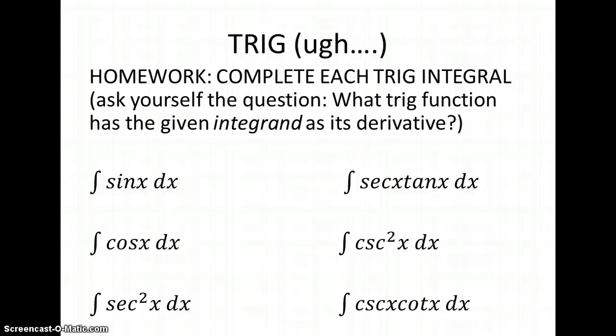All right, trig. So this is what I'll leave you with. For your homework, complete each trig integral. As you attempt to complete these, ask yourself the question, what trig function has this integrand as its derivative? So the antiderivative of the sine. What function has a derivative of sine? Well, if you think it to be cosine of x, the derivative of cosine is negative sine, so you just have to make the antiderivative negative cosine. And then the plus c, because you need a plus c every time you integrate.